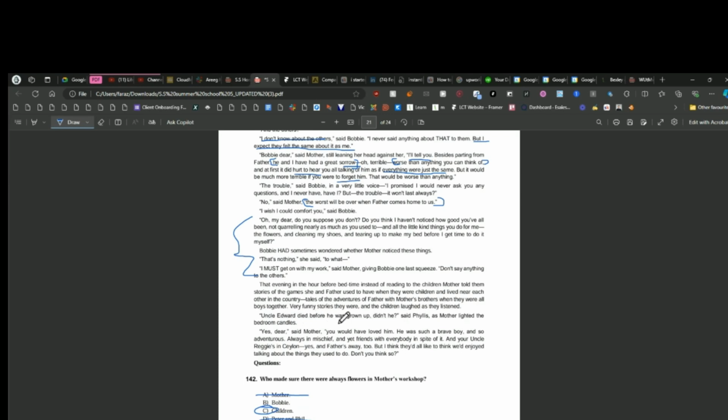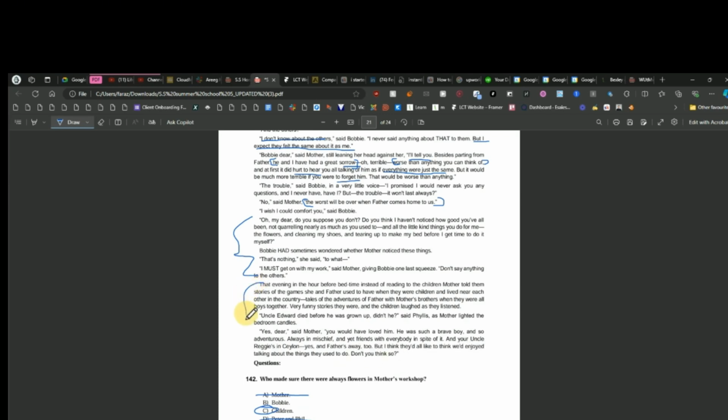Uncle Edward died before he was grown up, didn't he? said Phyllis, as mother lighted the bedroom candles. Yes, dear, said mother, you would have loved him. Such a brave boy, so adventurous, always in mischief, and yet friends with everybody in spite of it. And your uncle Reggie's in Ceylon. Yes, and father's away too, but I think they'd all like to think we enjoyed talking about the things they used to do.